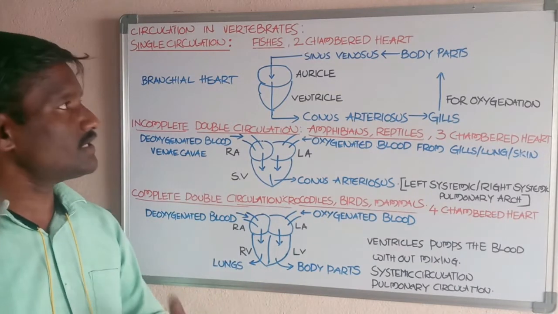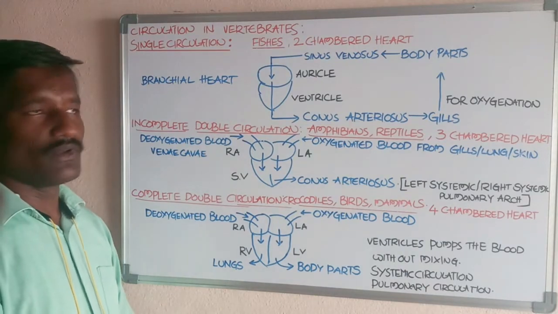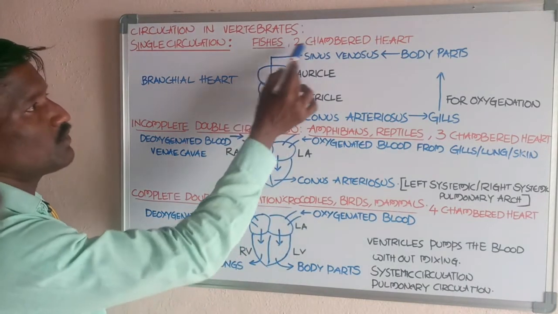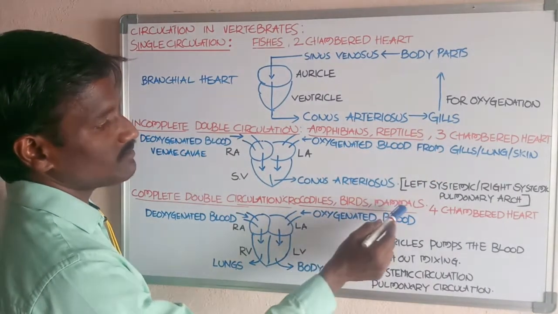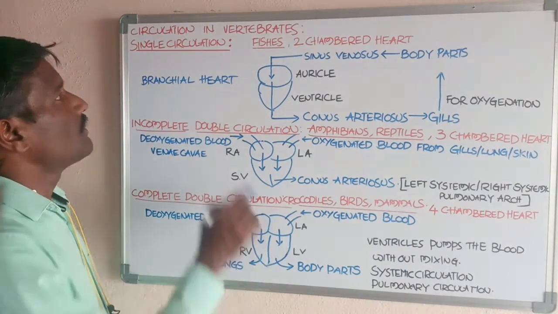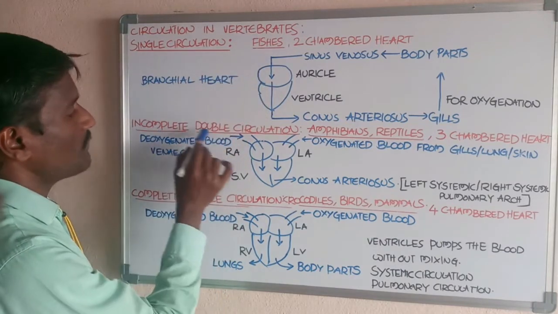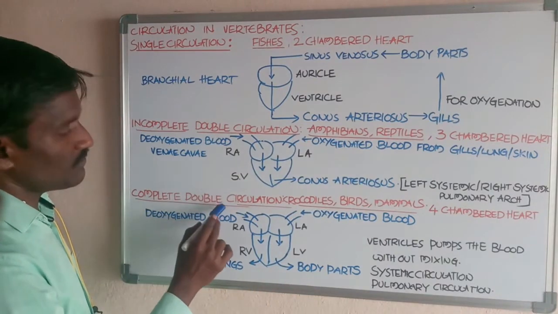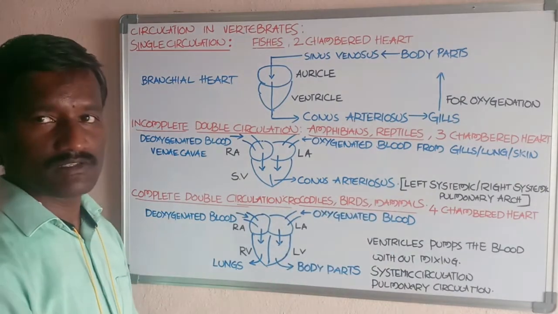Okay, students, this is about the different patterns of circulation in vertebrates. Fishes have a two-chambered heart; amphibians and reptiles have a three-chambered heart; crocodiles, birds, and mammals have a four-chambered heart. Single circulation is shown by fishes, incomplete double circulation by amphibians and reptiles, and complete double circulation by crocodiles, birds, and mammals.